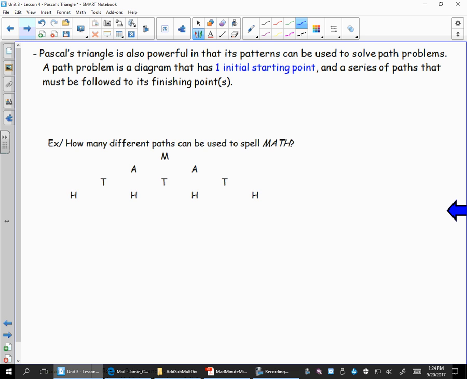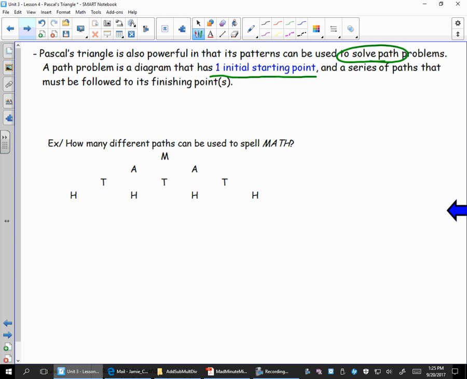Here's what we're really going to use it for today. It's also powerful in that the patterns can be used to solve path problems. And by path problems, what it means is you start somewhere and you have to end somewhere. So for our purposes, we always have to have one initial starting point. And then we're going to follow a series of paths to the end. There could be multiple ends, but there has to be one starting point.